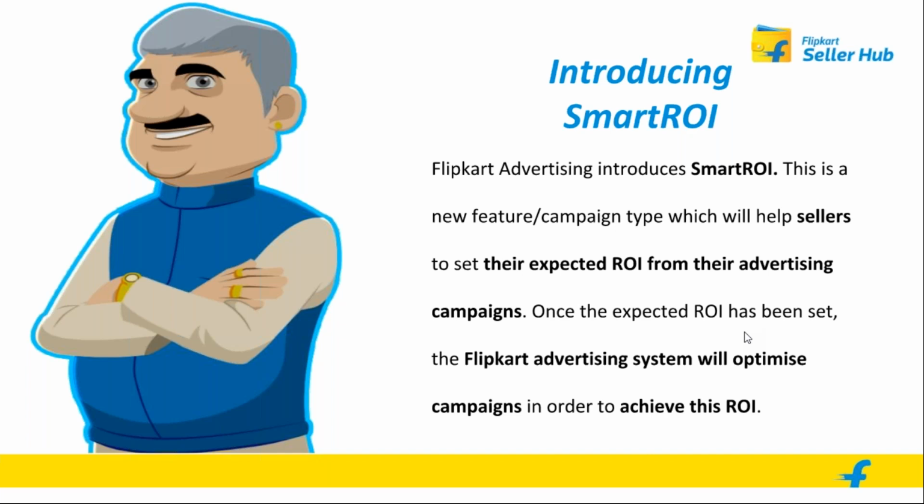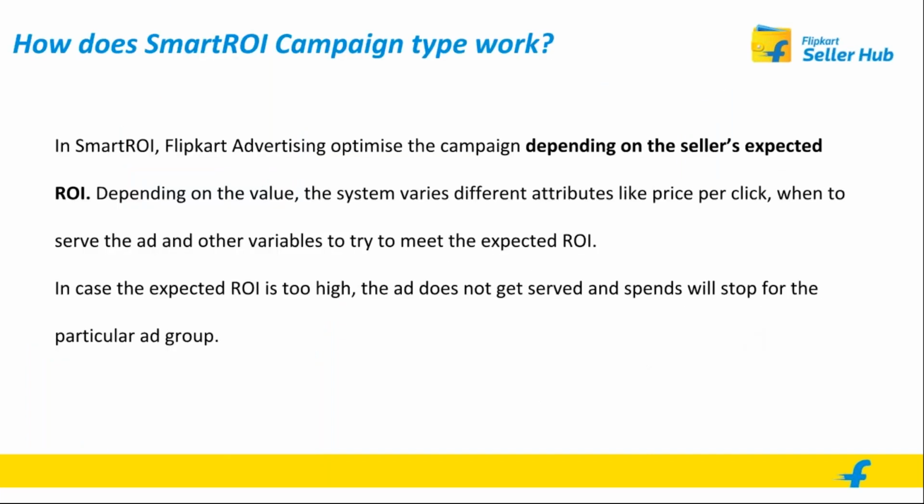The system then chooses the bid for that campaign, chooses where to show this campaign to which potential customers, and effectively gives you that particular ROI. So all that calculation, all those headaches are taken by the system to ensure that you reach the expected ROI that you have. Right? That's basically how the whole smart ROI tool works.